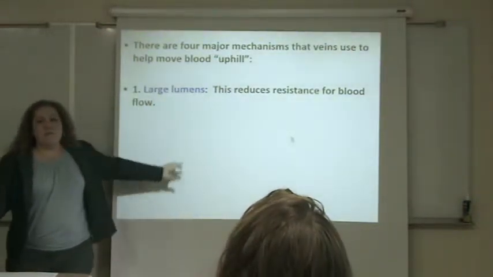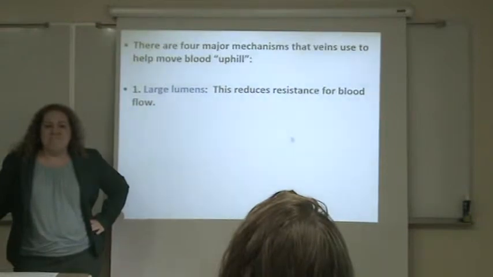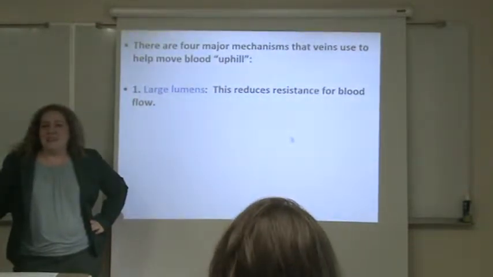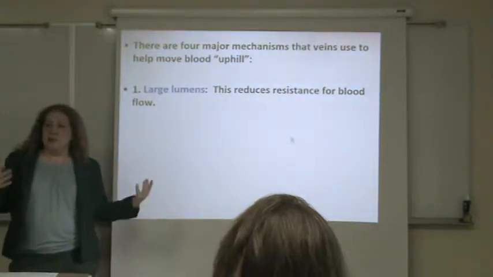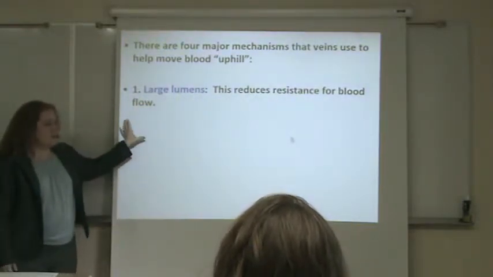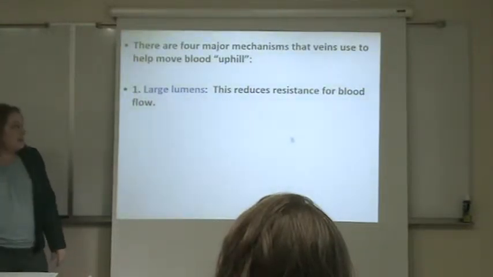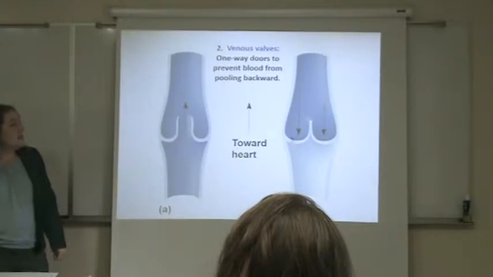Number 1, they have big lumens, large lumens. So let's make it easy in veins for blood to move back up to the heart. So they have big lumens. That's also how you recognize them on a microscope slide. That's pretty easy to understand.